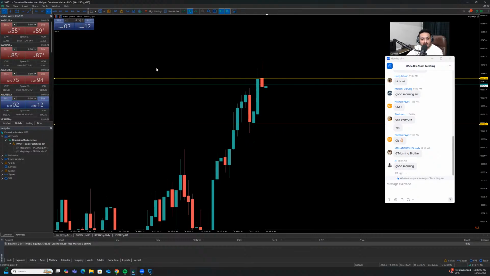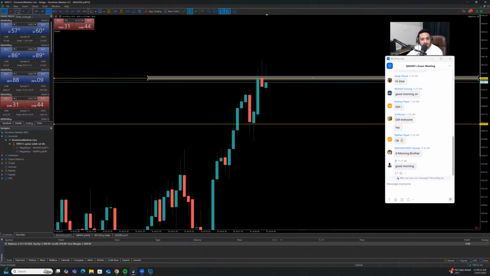Okay, so the plan is already set now. We had our resistance area, and at the same time we have our support area.